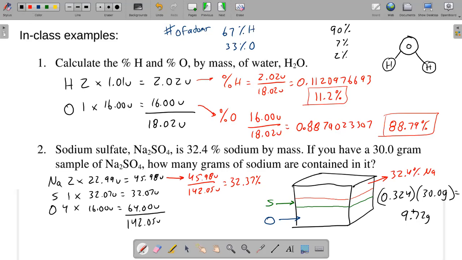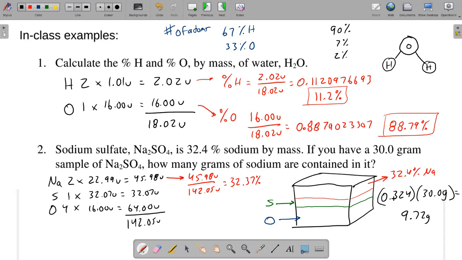So in a chunk of sodium sulfate, if the chunk's total mass is 30 grams, and if it's 32.4% sodium, the mass of the chunk that is sodium is 9.72 grams. Always express percents as a percent, but whenever you do the math, you've got to do it with decimals. You don't write or type in your calculator 32.4. Instead, 32.4% is 0.324.